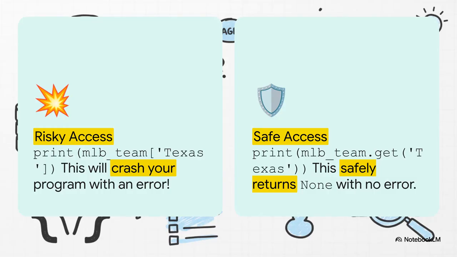Okay, listen up, because this next tip is going to save you so many headaches down the line. If you try to look up a key that doesn't exist using those square brackets, your program is going to crash. Hard stop. But there's a much safer way. If you use the .get method instead, it won't throw a fit. It'll just calmly come back with None, and your program keeps on running. This is absolutely a best practice.